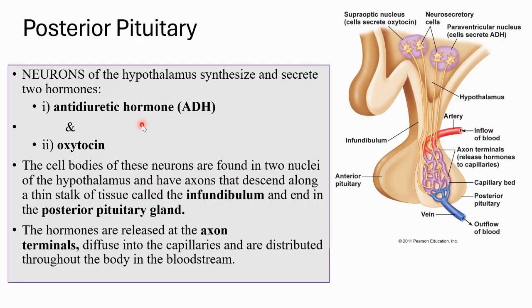The posterior pituitary, we've talked about this just a second ago, oxytocin and antidiuretic hormone. The cell bodies of the neurons are found in the hypothalamus. These right here are your cell bodies. Those neurotransmitters, technically, because that's what they are at this point, travel down the axon, being released from the axon terminal. This structure right here is called the infundibulum. This is a stalk which attaches the pituitary gland to the hypothalamus.